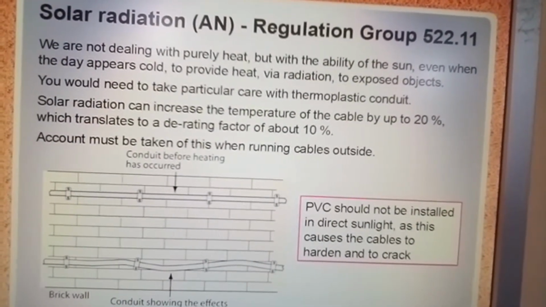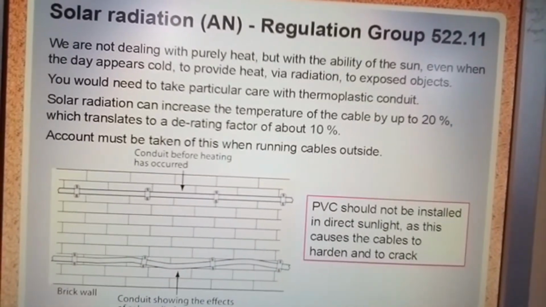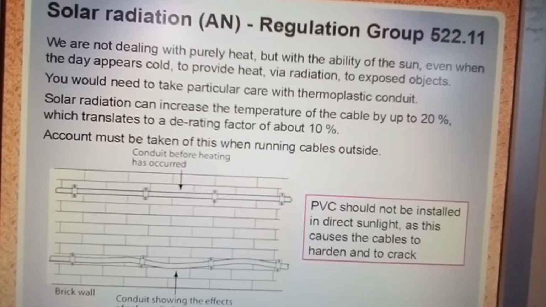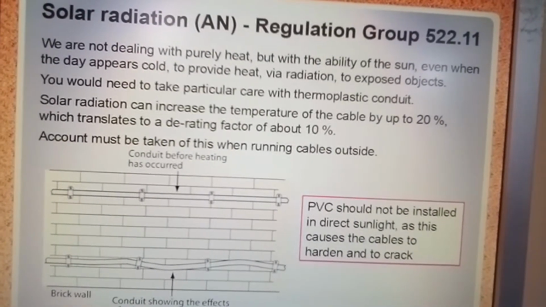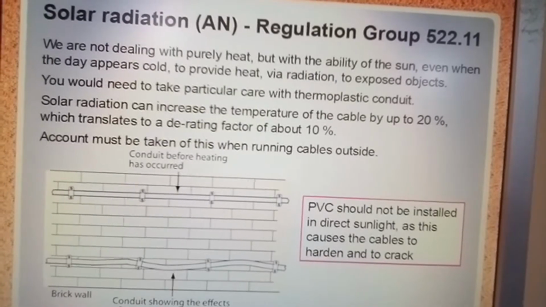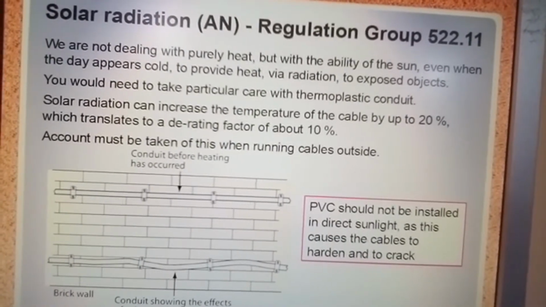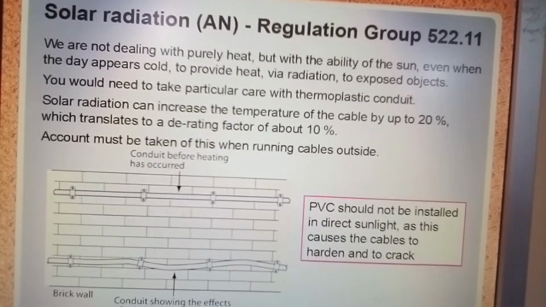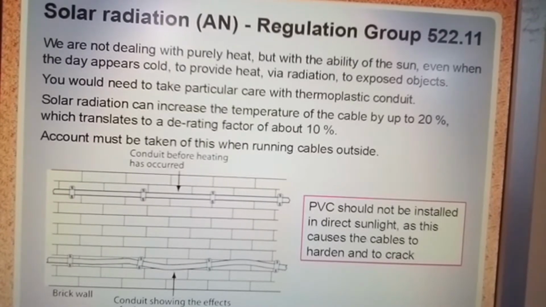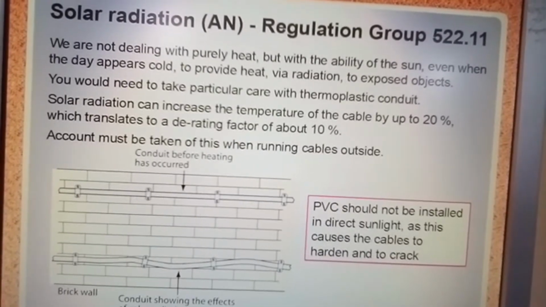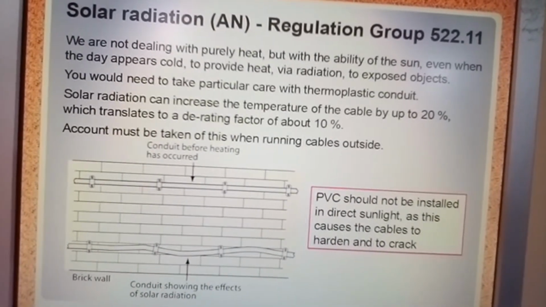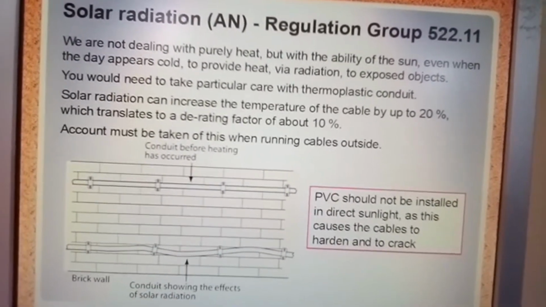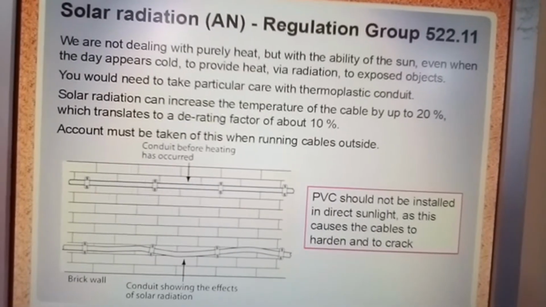Solar radiation regulations, telling you what the regulations are there. PVC should not be installed in direct sunlight, as this causes the cable to harden and to crack. What happens is that it heats up, then it cools down, and that will cause the cable to crack. You cannot obviously predict where all sunlight will always be, but you need to make sure that the cable has some additional protection to prevent that from happening.